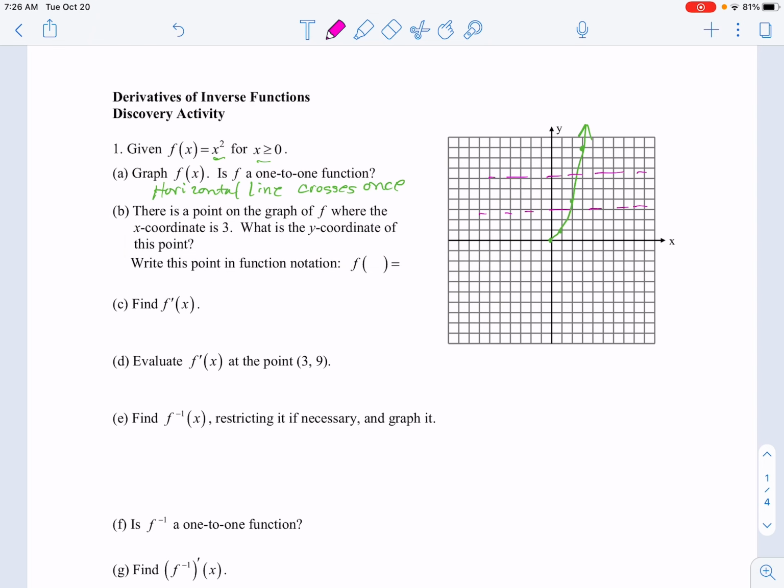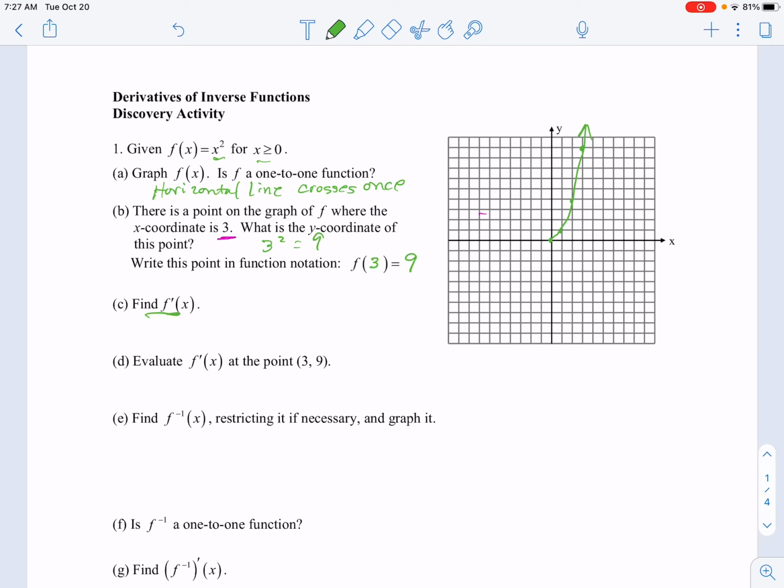So we don't need that in there. Let's get rid of the mess. All right, so it's 1 to 1, and that proves that it's a function. It asks, is there a point on the graph of f where the x-coordinate is 3? Yep, we got that. What is the y-coordinate? Well, 3 squared is 9, so f of 3 equals 9.